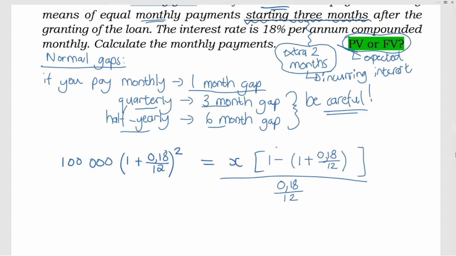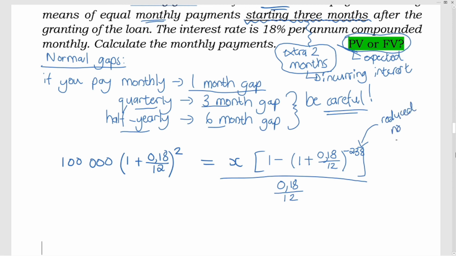But now we know he only started 3 months later. If he'd started 1 month later, it would have been 240 payments. But he started an extra 2 months later. So that means he's got less payments. So how many? Think about it. Should have been 240, but there's 2 missing. So what we have is 238 payments left.